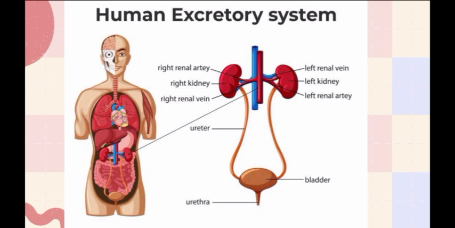So we have come to the end of this class. In the next class, we're going to be looking at other organs that are attached to the excretory system. We're going to look at the skin, the liver, and the lungs.